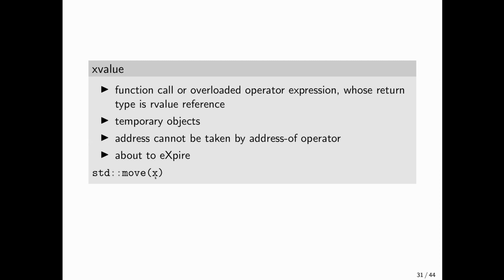So standard move doesn't move anything. It makes an L value an X value. So X is just some variable, right? It might be integer X. I want to change its value category, not its type, its value category. So I apply standard move to X, and then it's going to be an X value.